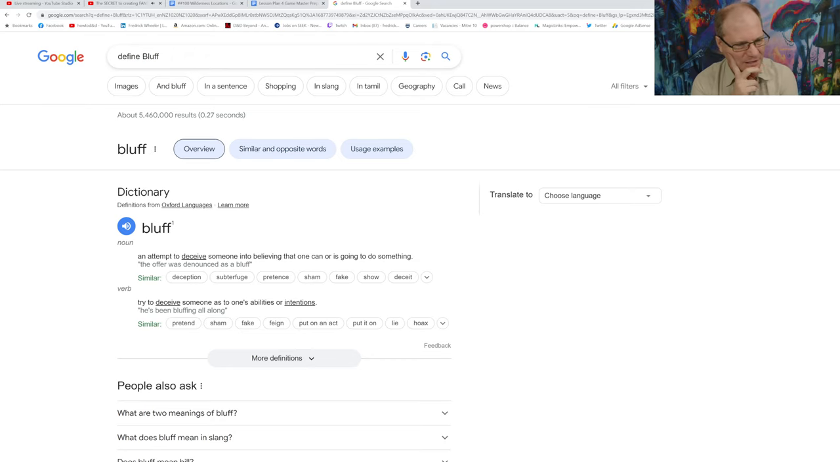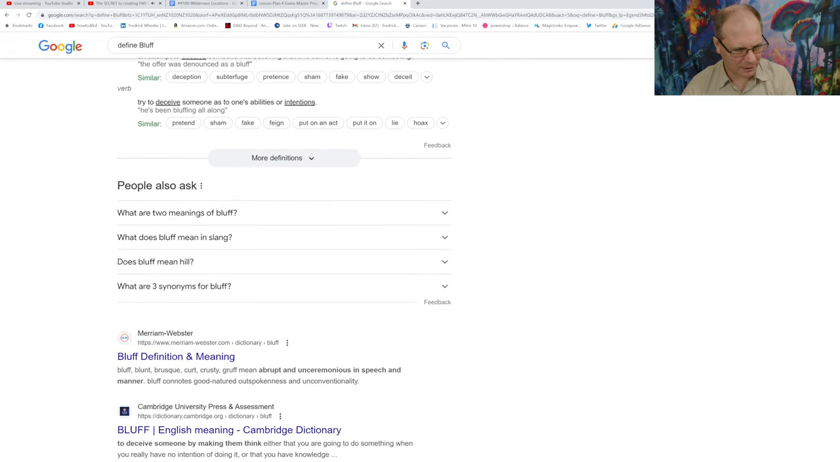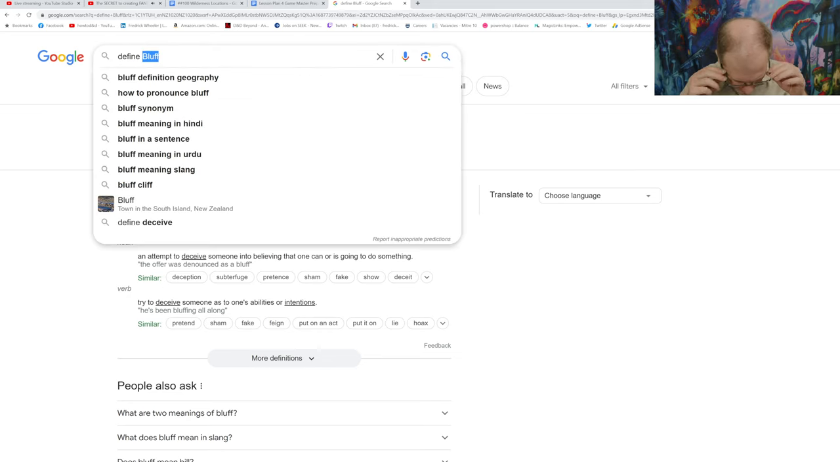Next, bluff, an attempt to deceive someone into believing. No, that's not what we're after. Trying to deceive someone as to one's abilities or intentions. Okay. So bluff isn't working for us, because I know what a bluff is, but this is not quite the same bluff we're dealing with. Is it spelt differently? Maybe it's spelt differently. Natural stone arch. Okay, all right, so I'm having trouble with this one. Let's just see. Natural stone arch.